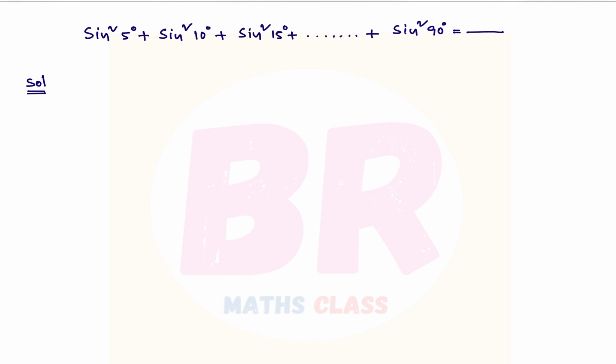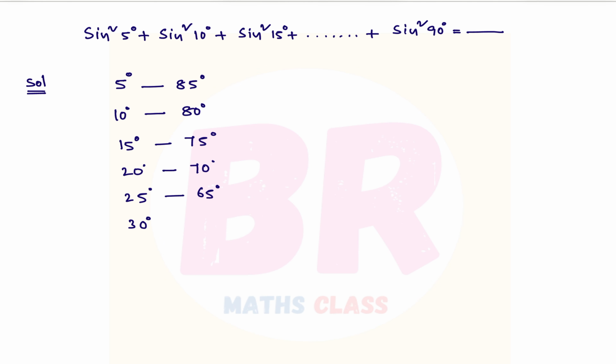So, you need to observe what terms will be there like that. See, 5, 85. Sine square 5 plus sine square 85 will be equal to 1. Similarly, you take here 10 degrees. Corresponding to this, here you will get 80 degrees. Sine square 10 degrees plus sine square 80 degrees equals 1. 15 degrees and 75 degrees, 20 degrees and 70 degrees. The sum of these two is 90, that you need to observe. 25 degrees and 65 degrees, 30 degrees and 60 degrees, 35 degrees and 55 degrees, 40 degrees and 50 degrees.